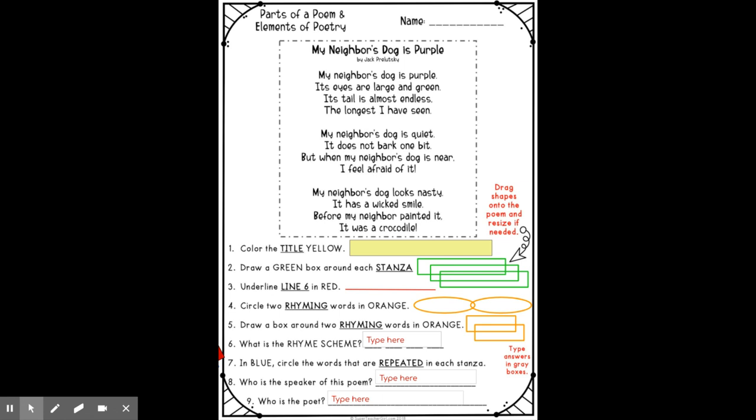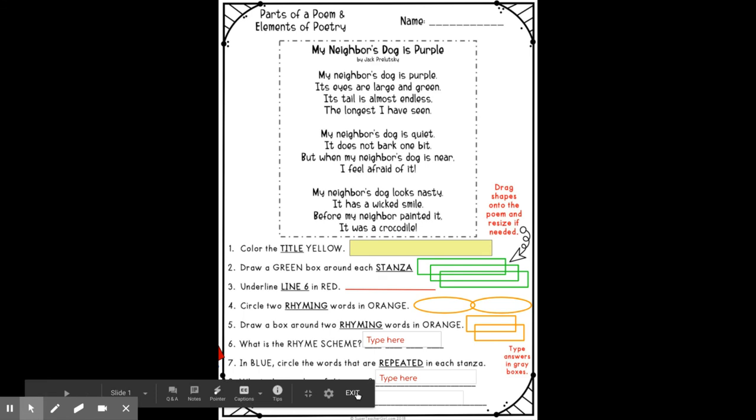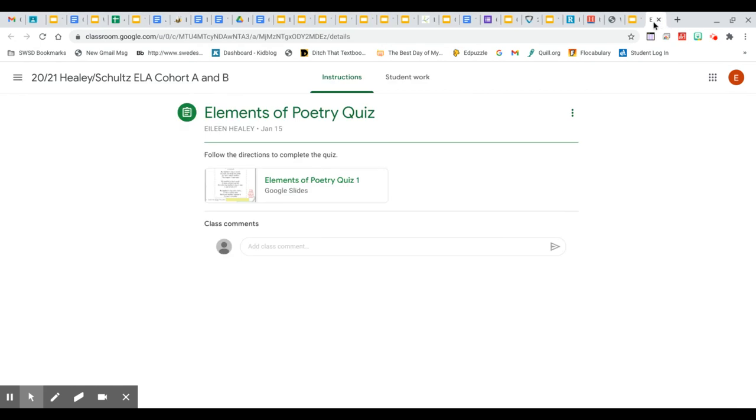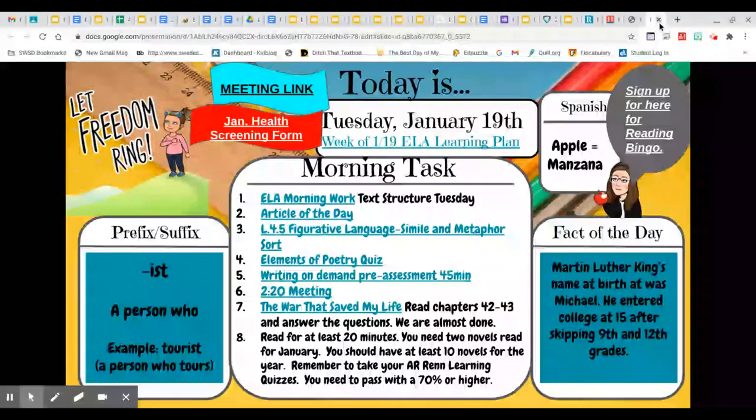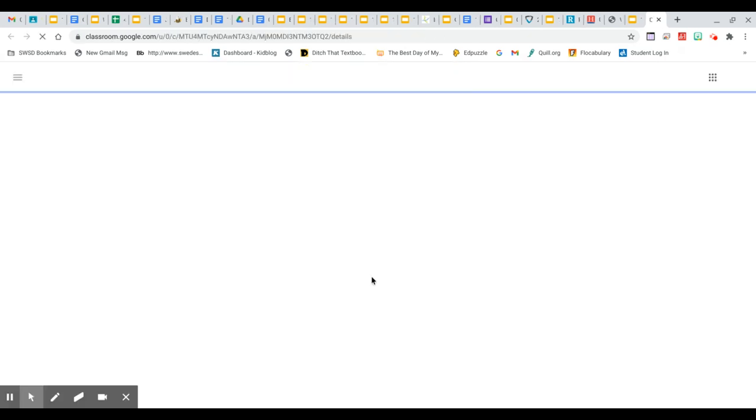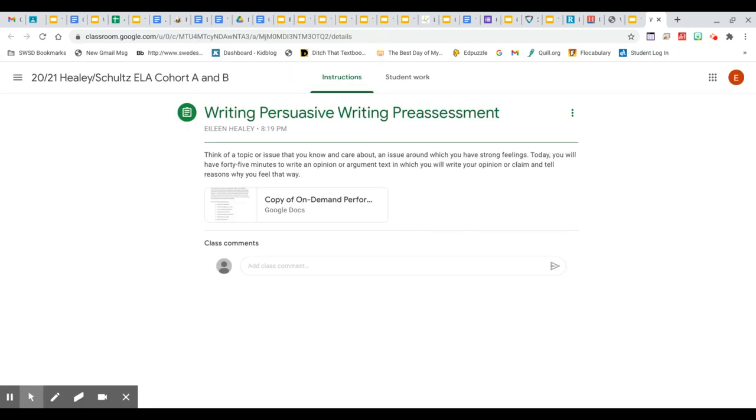All right. Let's see. And who is the poet? You're going to type their name there. All right. So just do your best. It's going to help us to see if we understand the structure of poetry. Once we are done with that, you are going to go on to your writing on demand.